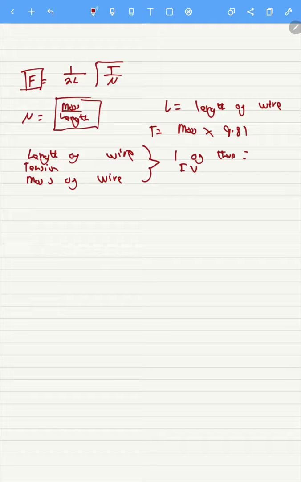So say if you are changing tension, you add mass to the bottom of the experiment basically, and that will change the tension. But in that case you keep the length of wire and mass of wire constant. Then there is length, where you just change the length.